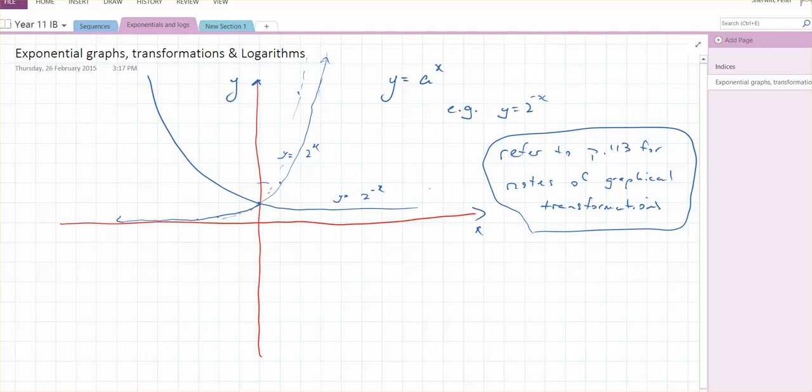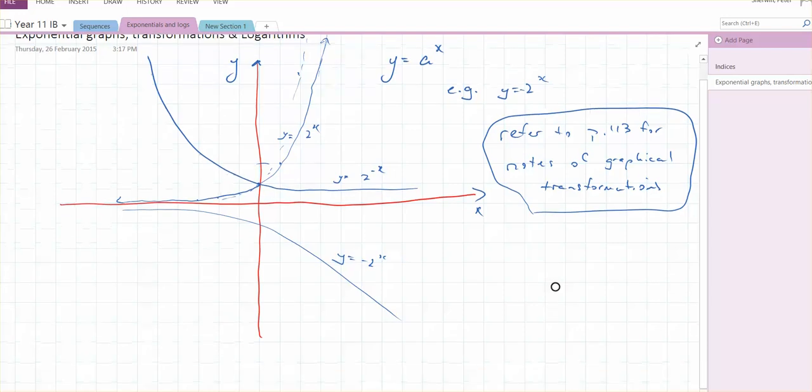That will be a reflection in the y-axis. If that minus comes in front of the 2, so let's erase that and put the minus in front of the 2, so it's minus 2 to the power of x, well that would be a reflection in the x-axis of 2 to the x. So that would be like so, y equals minus 2 to the power of x. So we've got some transformations there of our exponential curves.